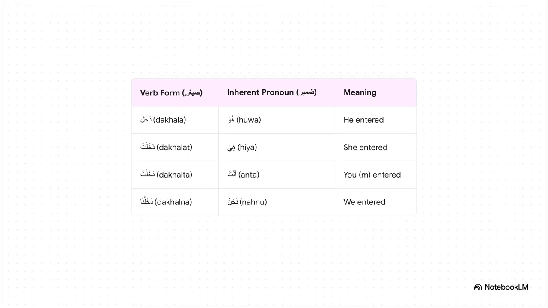Let's just look at this in action. It's so cool. The word dakhala doesn't just mean "entered." It means "he entered." The "he" is hiding right there inside the verb. You change the ending just a little to dakhalat, and now it means "she entered." Or look down here at dakhalna. That single word means "we entered." You don't need any other words. Each one of these is a complete thought.